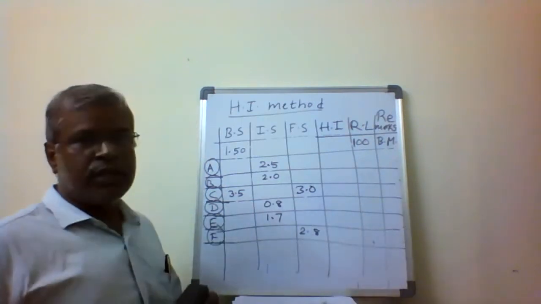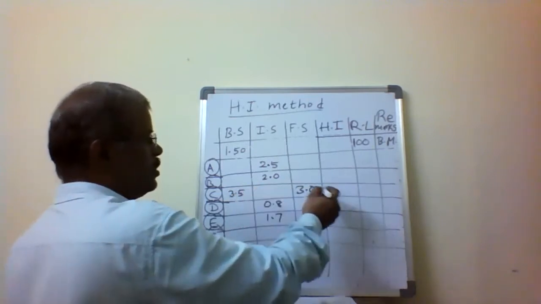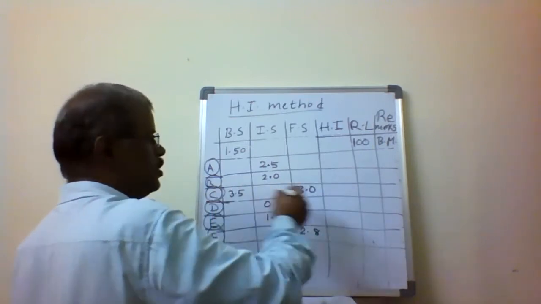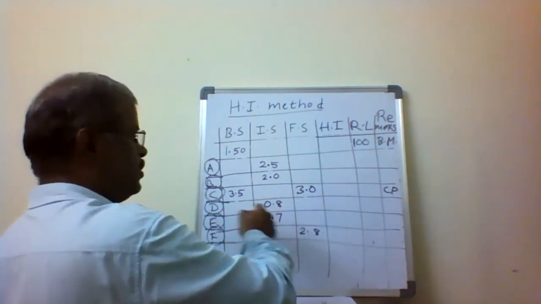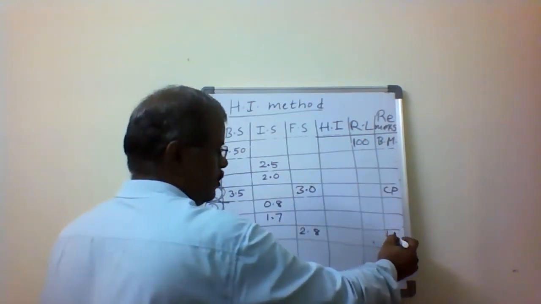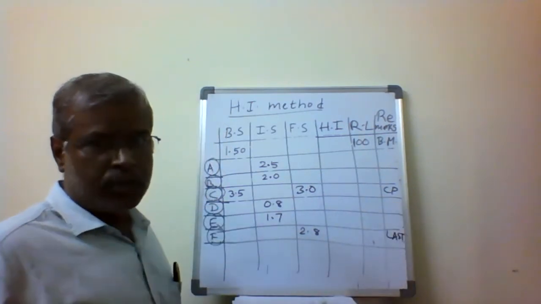Now, how will we start with the height of the instrument? For the first setup, here this is the change point, and this is the last point. Now the height of instrument is going to be calculated.